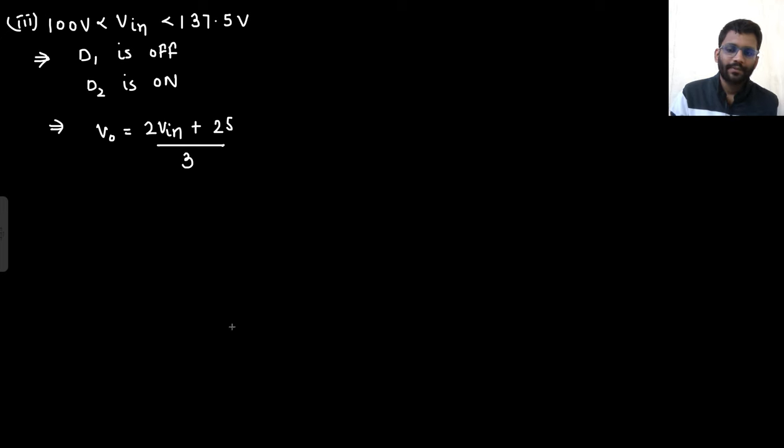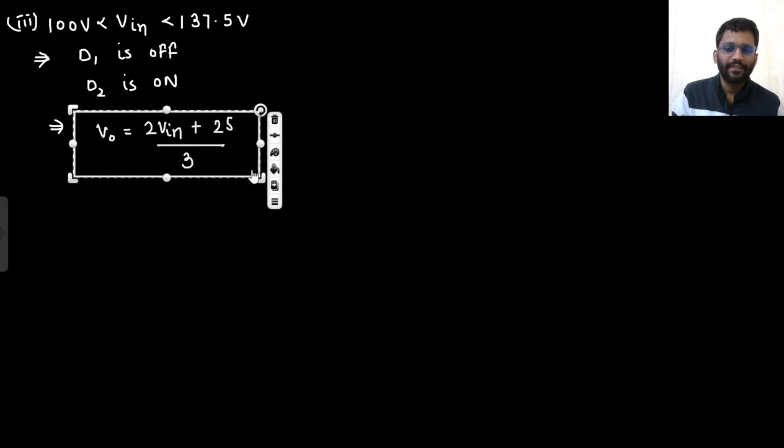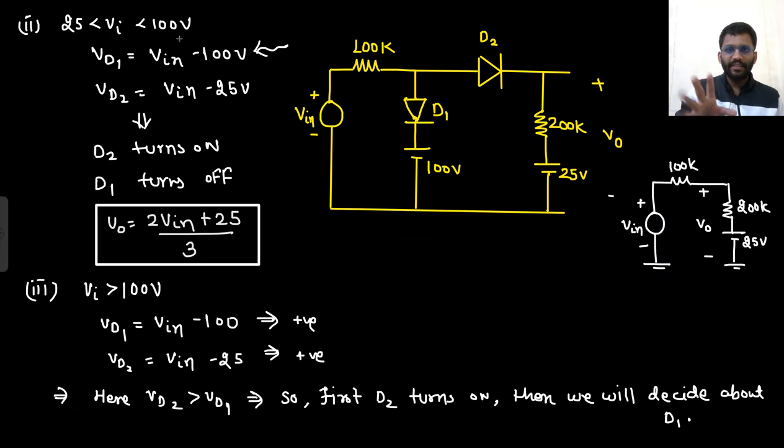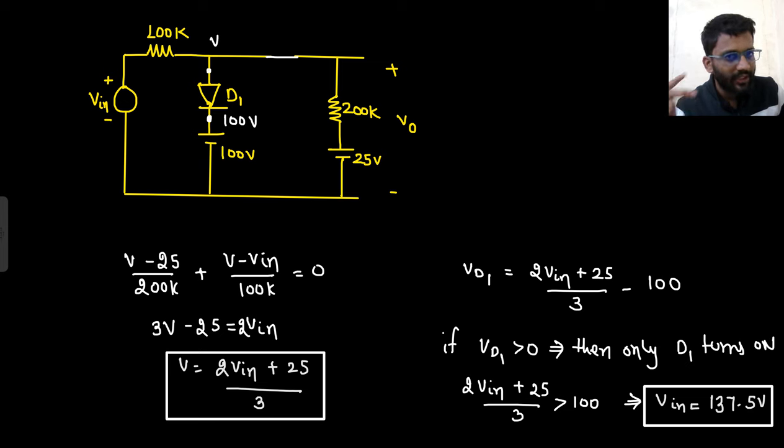Did you understand this point or not? I told you these kinds of questions require high attention. Initially, till this time we were sure that till 100 volt D1 will not turn on. After 100 volt it feels like D1 will turn on, but we got to know that D2 is having more potential. If D2 is having more potential, then D2 will define whether D1 turns on or not. So D2 turns on. Now we are checking the open circuit voltage across D1, which is (2V in plus 25)/3 minus 100. This potential has to be greater than 0, then only D1 will turn on. So the condition is that V in is greater than 137.5 volt. If V in is greater than 137.5 volt, then only your D1 will turn on, right?